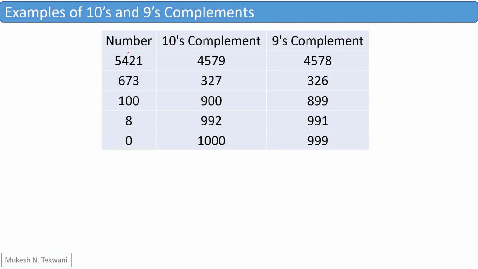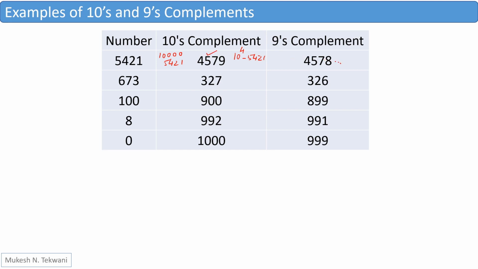Here let us take an example of a few numbers and their tens and nines complement. Now observe, this number is a 4-digit number. Its tens complement is 4579, and we get this by subtracting. This is our number, so 5421 is subtracted from 10,000, and the way we got this 10,000 is we said that is 10 raised to the number of digits we have, 4 digits, so 10 raised to 4 minus our given number 5421. That is how we got the value 4579.